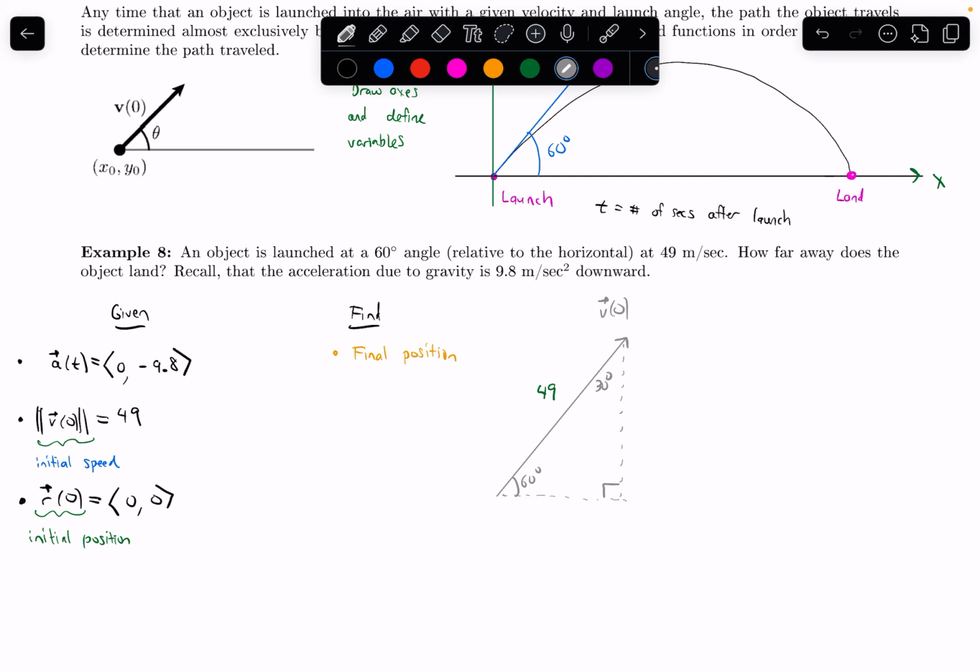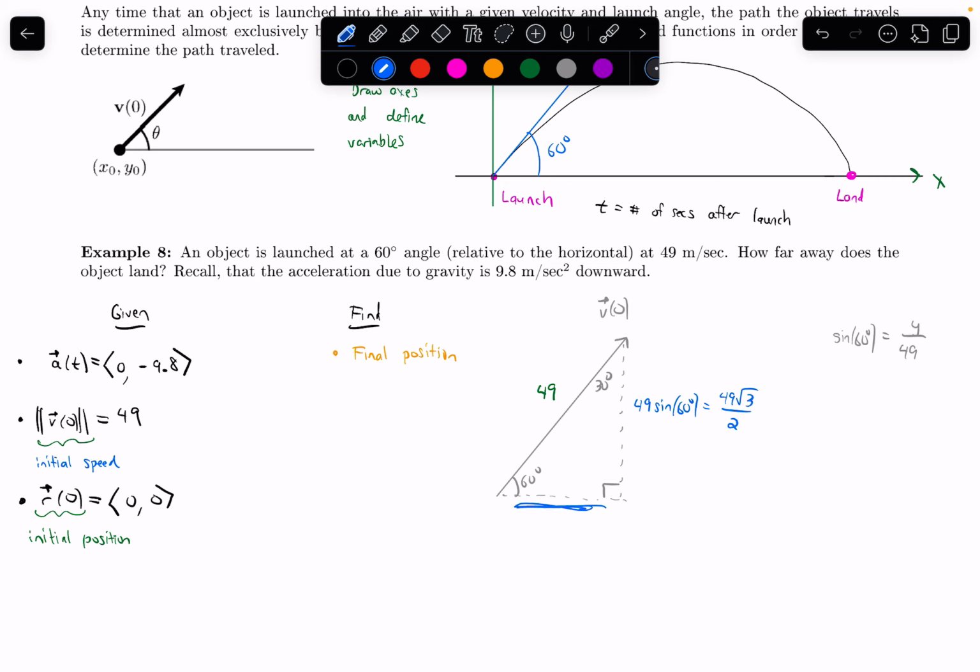Because for example, if I did sine of the 60 degrees, remember sine is opposite over hypotenuse. So let me call the opposite side y, and then the hypotenuse is 49. So if I solve for y, the y value is going to be 49 times sine of 60. And then if I use my knowledge of trig, I know sine of 60 is root 3 over 2. So I get 49 root 3 over 2.